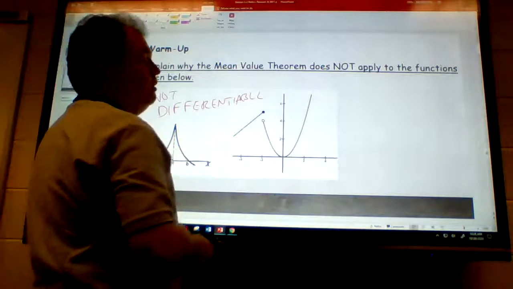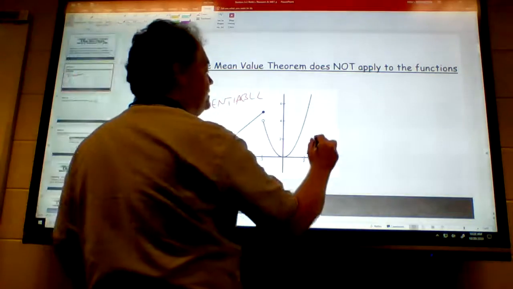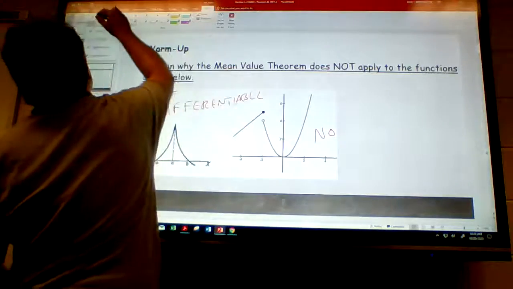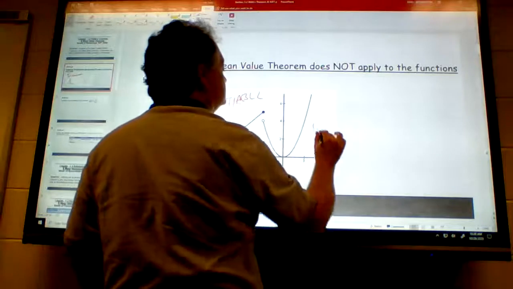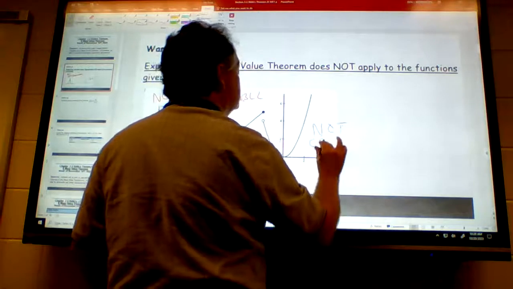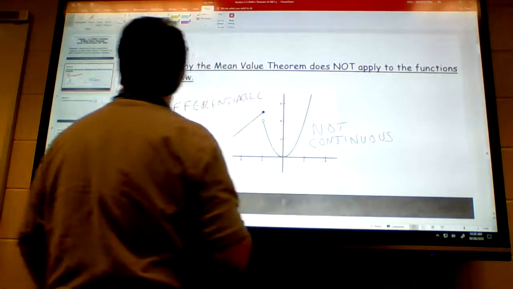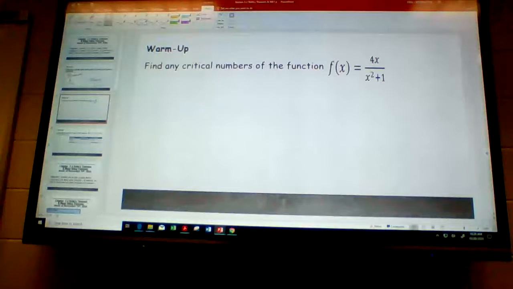Okay, now, the next one. Why does the mean value theorem not apply? Because it's not continuous. Right. Okay, now, that's that one.